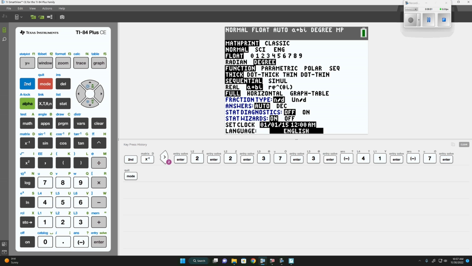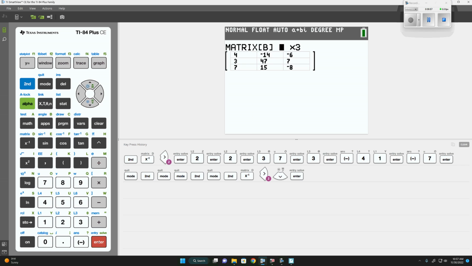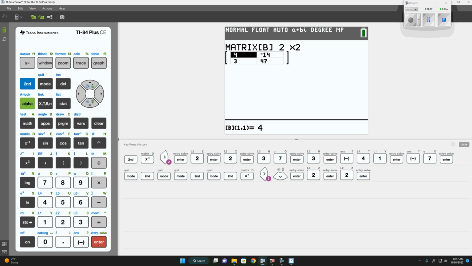Then we can go second matrix, over to edit, and this time we'll put in matrix B. So this would be for y. So we'd have 7, 37, negative 5, negative 41. So the numerator for y.